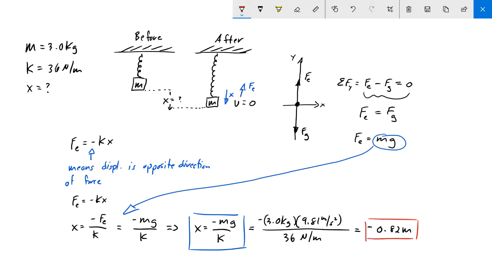And you'll see that this is actually one of the problems that is assigned for your work to do. So there you go. Fairly straightforward Hooke's law problem. Give the rest of those a try and let me know if you have any questions.